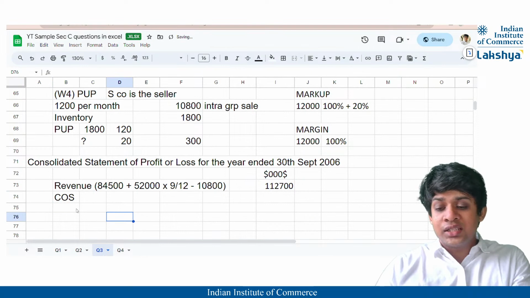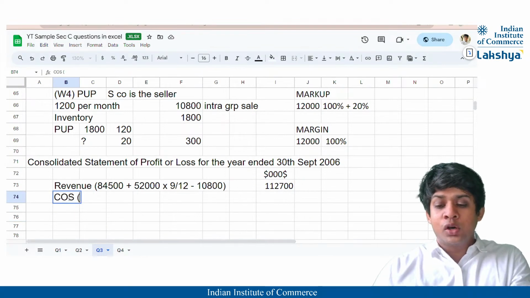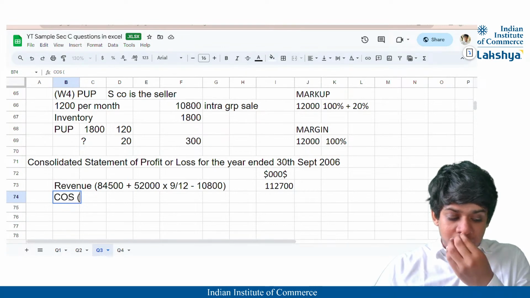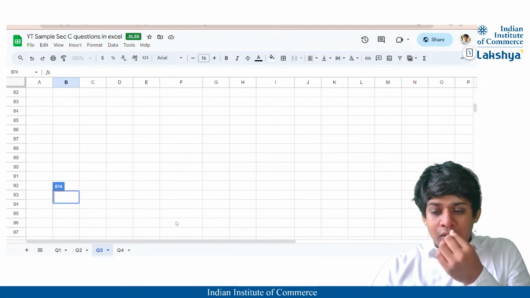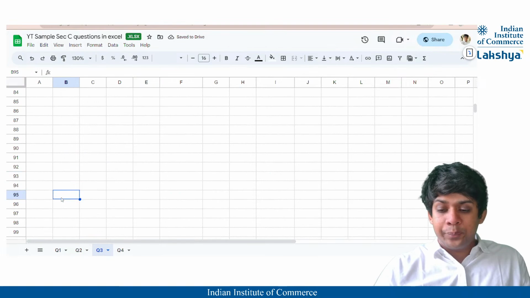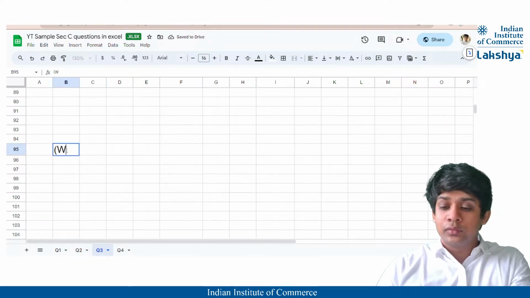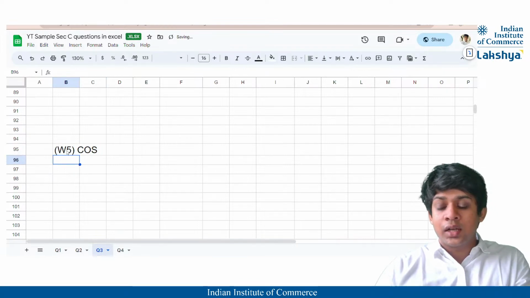Now, for this cost of sales, it will be better if we just make a working, because I think there were too many components to it. Let's just make a working for it. I'm making a working below. I also have to make a working for NCI notes, correct? So this is working note 5. That is nothing but cost of sales, correct?